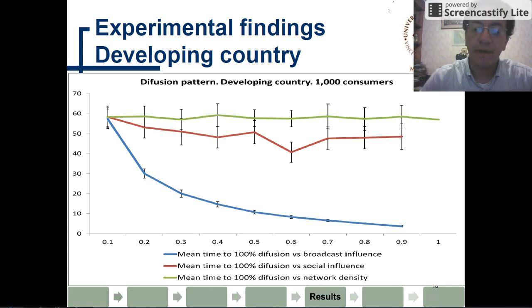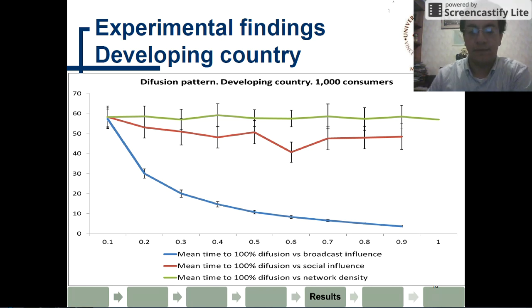And finally, the green line refers to the network density. That is, as you can see, it's almost a straight line, which means that increasing the network density does not have any effect on the number of periods to reach the maximum diffusion of the reverse innovation. Now I will jump to the developed country.